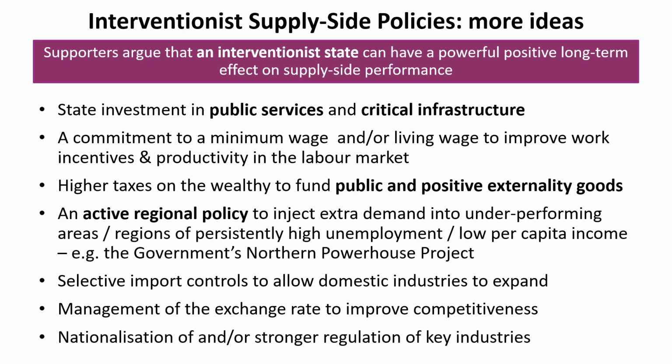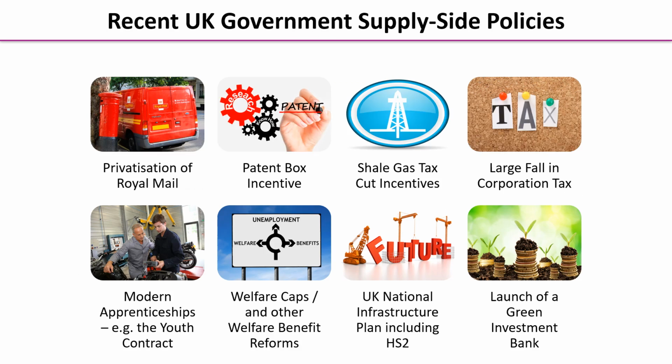In the middle on here, having a very active regional policy, for example, the Northern Powerhouse project, and things like import controls. They're very interventionist, as would be nationalising key industries. You've got on here some examples of recent UK government supply side policies. Down the bottom, HS2 for instance, and Crossrail. They're all really good examples of infrastructure spending.